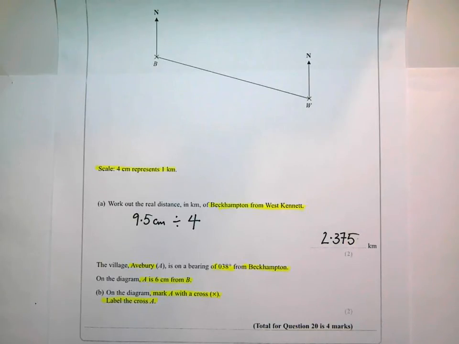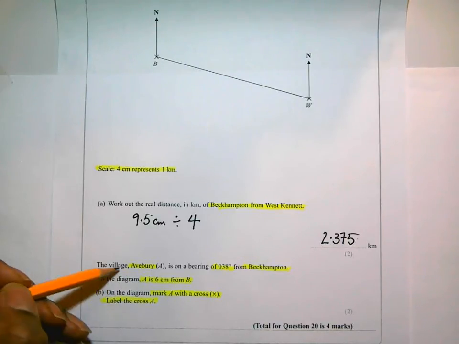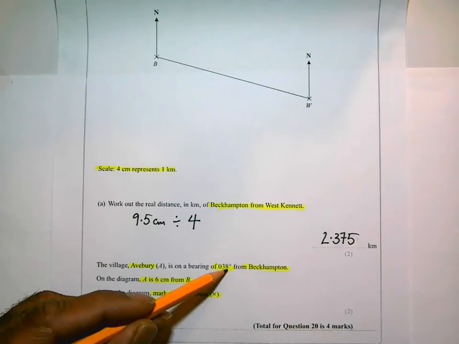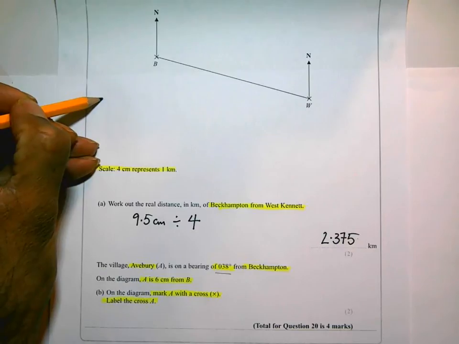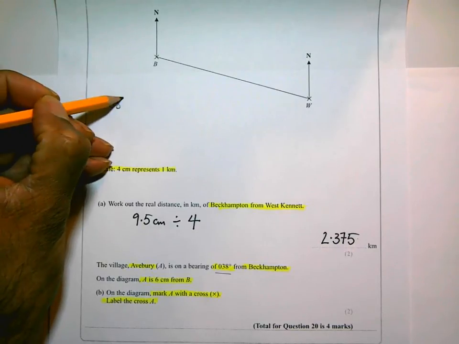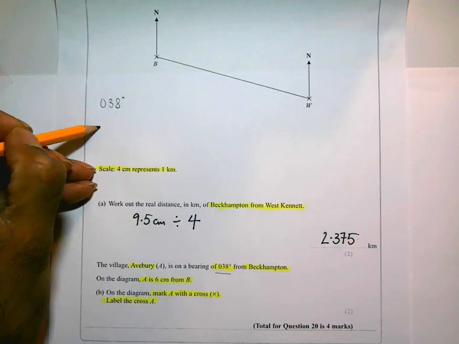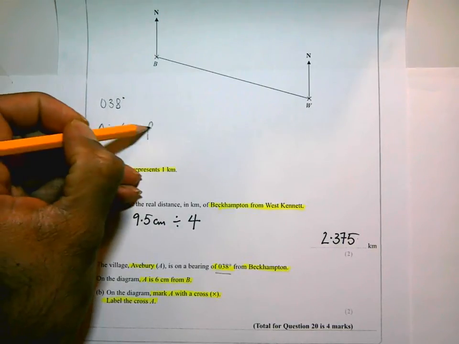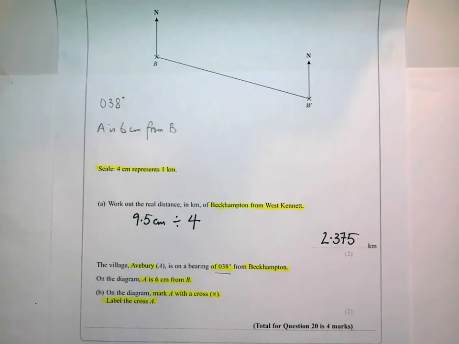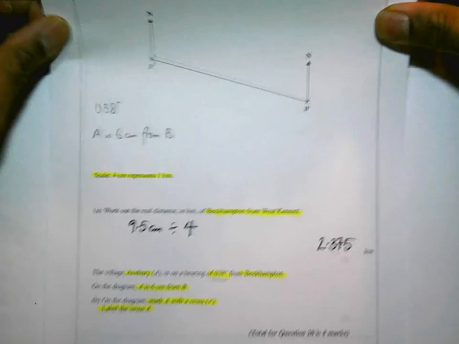Right, I've had to zoom out a fair bit so I can actually use the protractor and show this. But just a couple of things to note. Avebury is on a bearing of 38 degrees from Beckhampton. So it's on a bearing of 38 degrees, 038 degrees. And A is 6 centimeters from B.